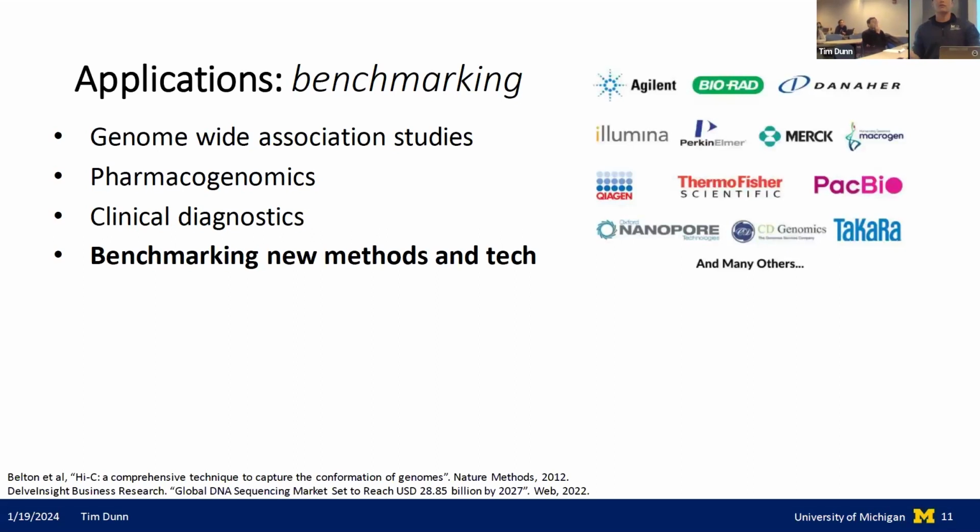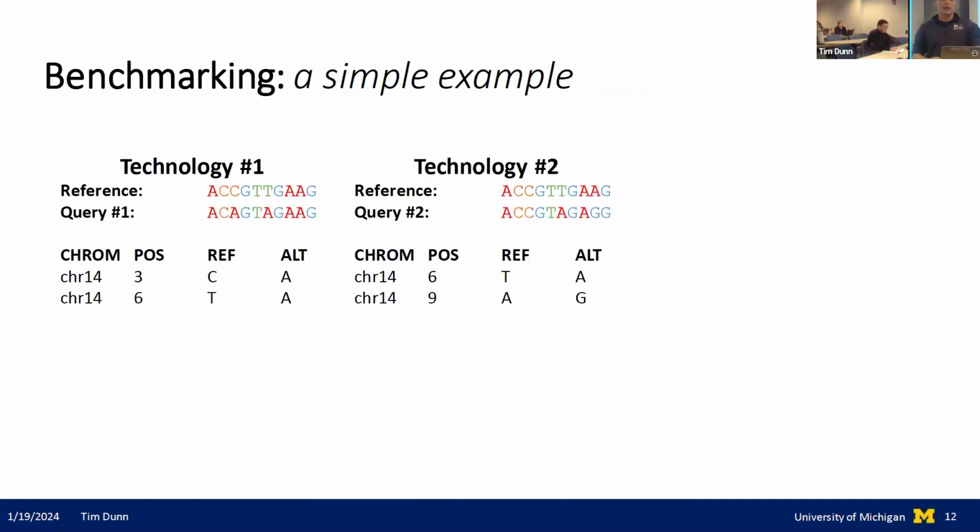The motivation for that is that there's been a ton of new sequencing technologies that have emerged over the last few years. And along with those new technologies have come a lot of different bioinformatics pipelines, each with their own advantages and disadvantages. Now, a simple example of how these technologies are benchmarked. As I said before, you start off with your reference and then the sequence that is reported by your sequencing, and you only store the differences.